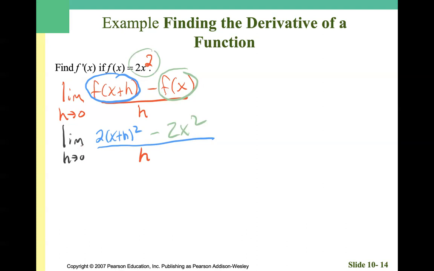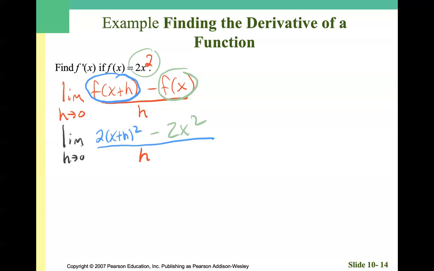Now, in looking at this, once again, our goal is to eventually plug in 0 for h and see what we get for our rule in this case, not our number. But we can't, because if we put in 0 for h, I'd get 2x squared minus 2x squared up top, which is 0, and I'd get 0 on the bottom, right? So we can't do that. So we have to turn to algebra.